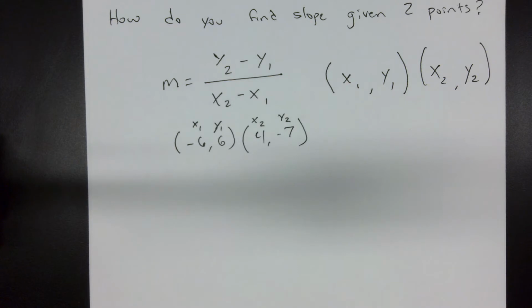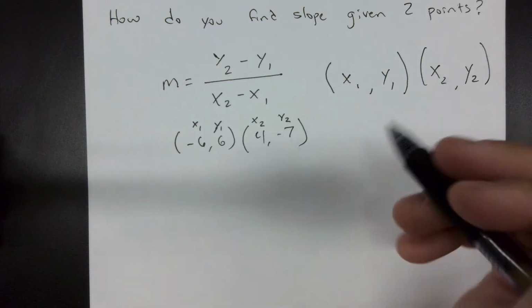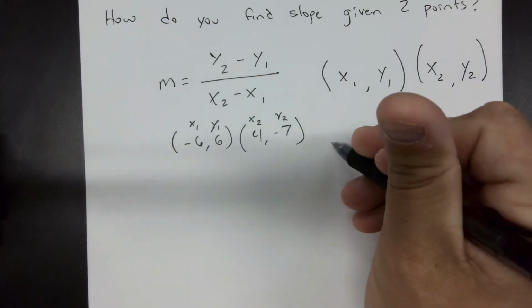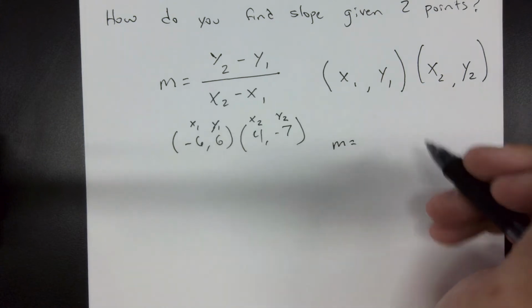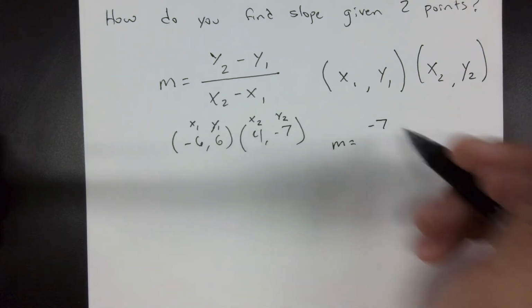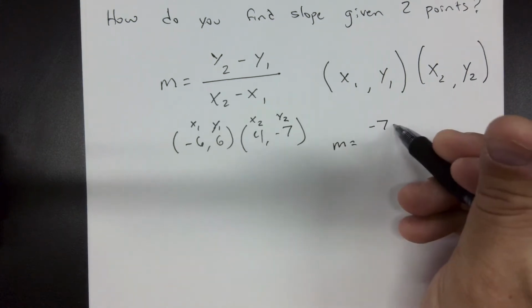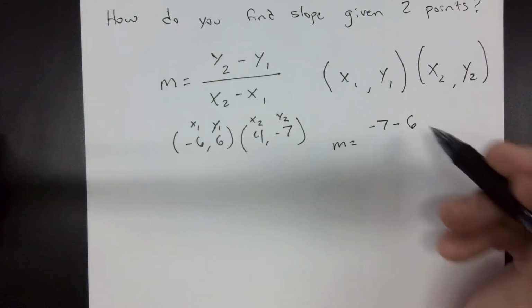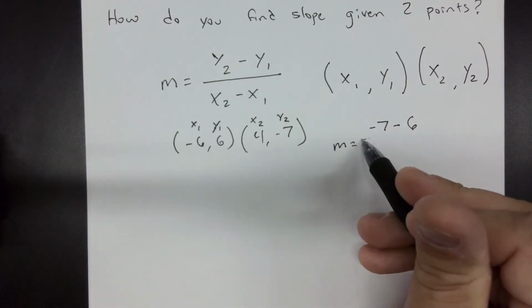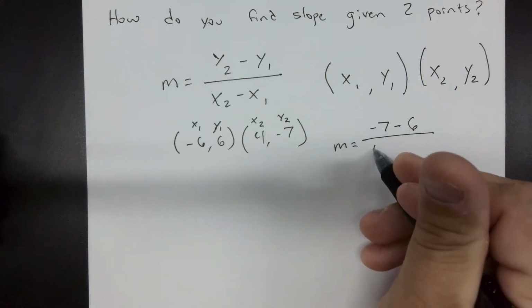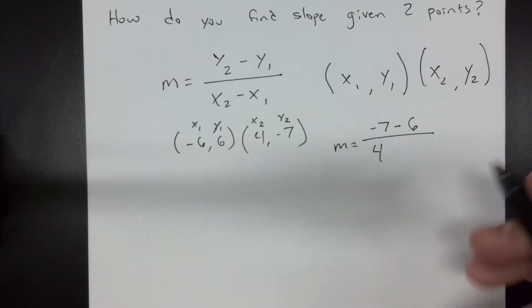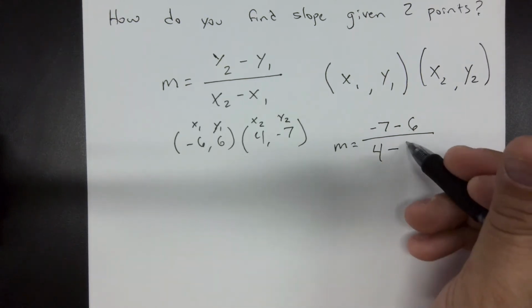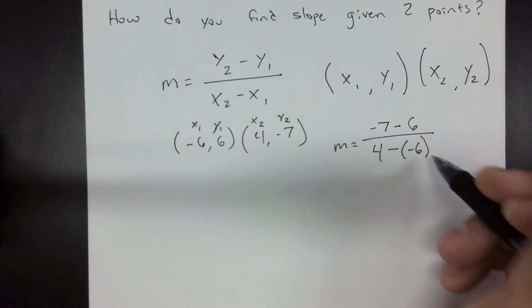We're going to go ahead now and plug them into our formula. To find the slope between those 2 points, we're going to have m equals y2, which is negative 7, minus y1, which is 6, over x2, which is 4, minus x1, which is negative 6.